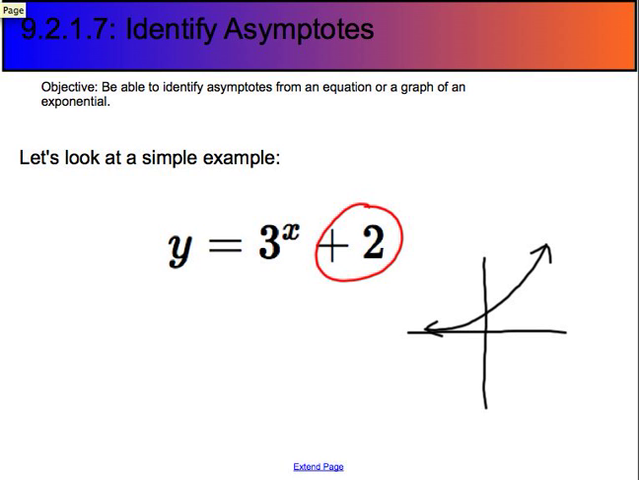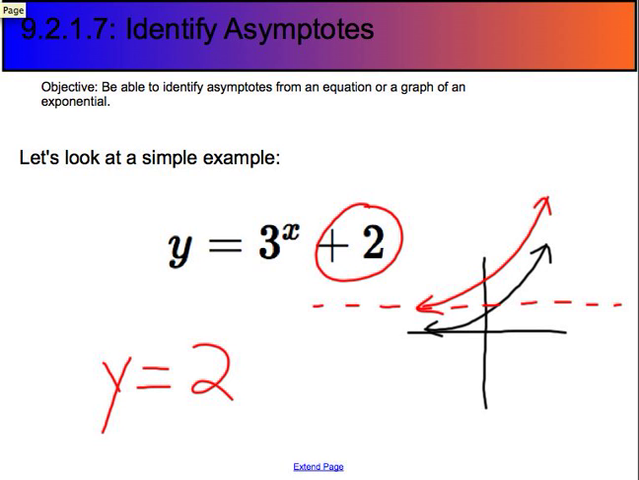So here's a graph of y equals 3 to the x plus 2. Exactly the same graph, it's just been moved up 2. And the asymptote is this dotted line that I'm drawing in right there. Normally it would be at y equals 0, but it's been moved up 2. So for this one, the asymptote is at y equals 2. You always write an asymptote as a line. This is a flat line, slope of 0, and a y-intercept of 2.